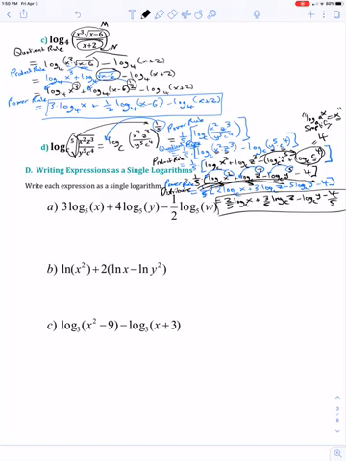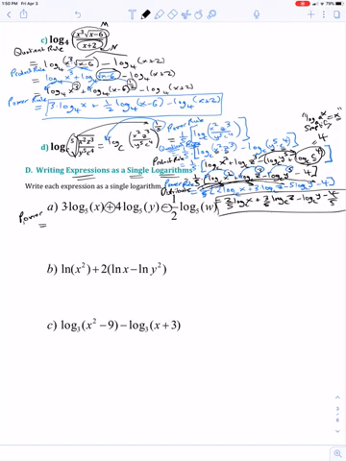And of course, we can go the other way. In our next set of examples, it says express as a single logarithm. So we've got 3 logs here. Let's look at example A. Well, we've got 3 times log base 5 of x plus 4 times log base 5 of y minus 1/2 log base 5 of W. Now we do see we have a sum and a difference. So we'll be able to use the product and the power rule eventually, because these are all log base 5 logarithms. But our first step would be to apply the power rule.